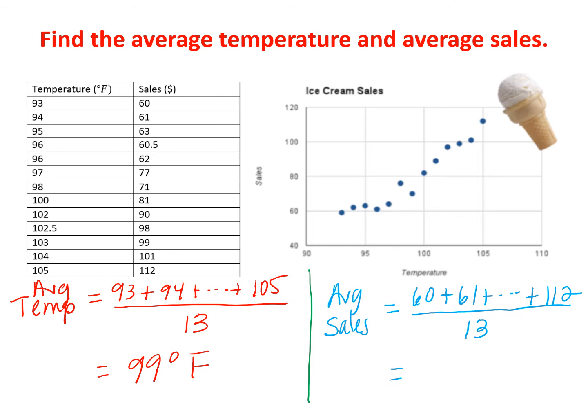For the sales, since this represents money, I will go to 2 places past the decimal to represent dollars and cents. So again, if you will add the sales, 60, 61, 63, all the way through 112, again, remembering to press enter and then divide by 13. Remember, if at any time I'm going too fast, don't hesitate to press pause in the video.